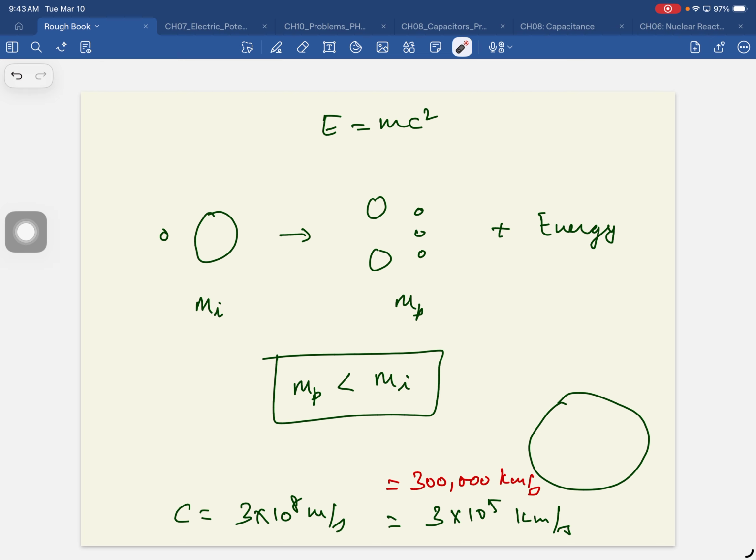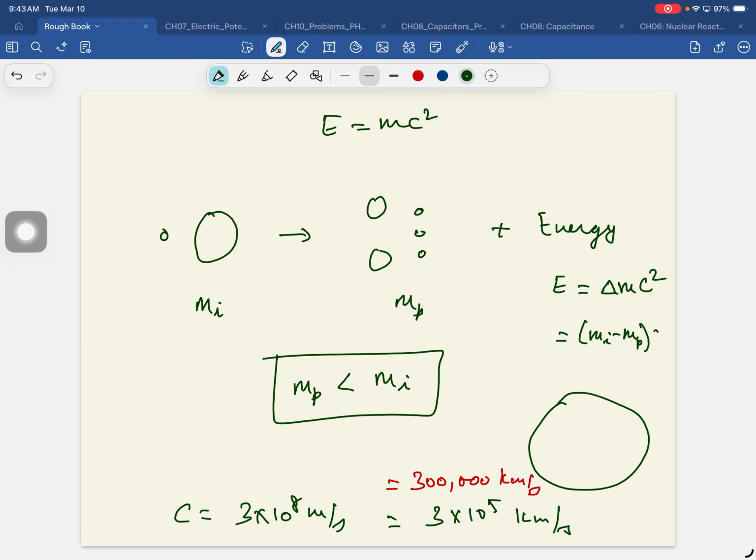Okay? All right, so we're saying that these guys weigh less than this guy. Well, what happened to the missing mass? That missing mass is what got converted to energy, according to this equation. Missing mass got converted to energy. Mass of ingredients minus mass of products, times C squared. So you see, if the mass of the ingredients is greater than the mass of the products, you get energy. Did you guys understand that so far?